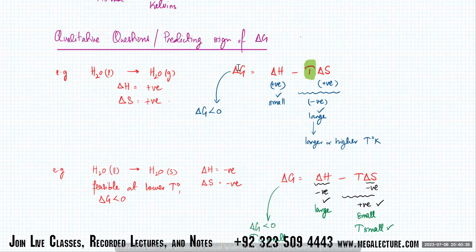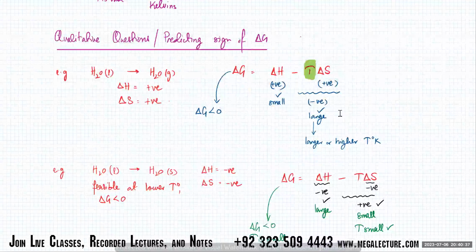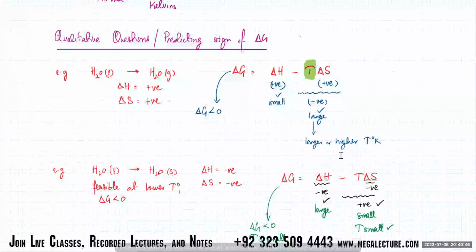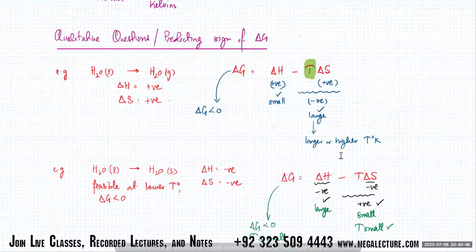So if I want to make delta G less than 0, I want to make it exothermic. So I would have to keep the negative term large. How do I make it large? I would try to keep T as high or as large as possible. I'll do another example.